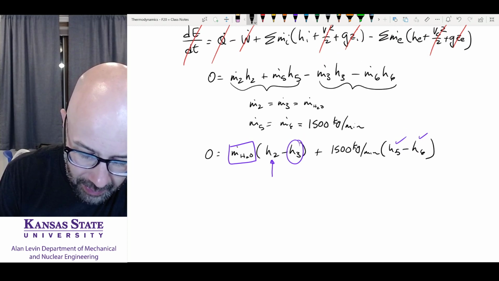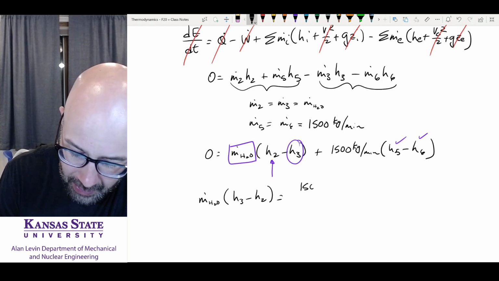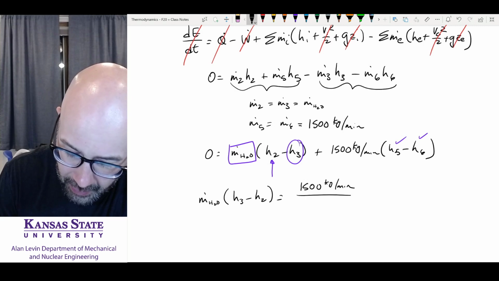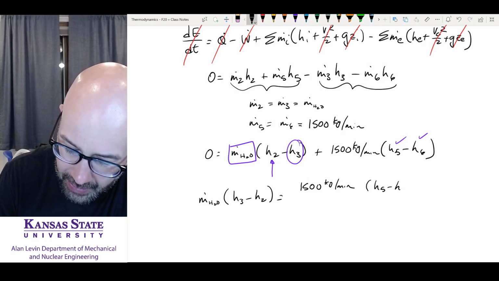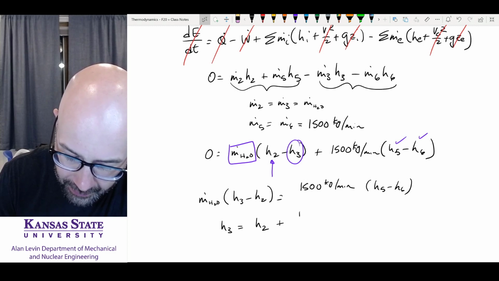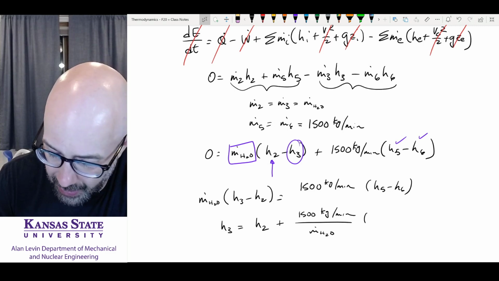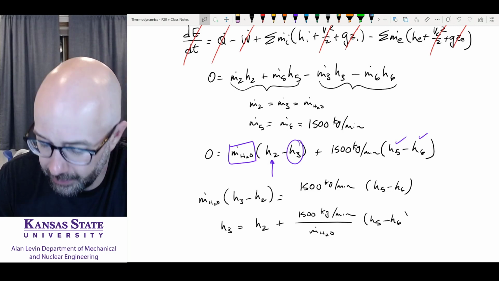Let's do this. So the mass rate of the water times H3 minus H2 is going to equal 1,500 kilograms per minute, all over, I'm going ahead of myself, times H5 minus H6. Now I'm going to get this over here, and I'm going to say that H3 is going to be equal to H2 plus 1,500 kilograms per minute divided by the mass rate of my water times H5 minus H6.